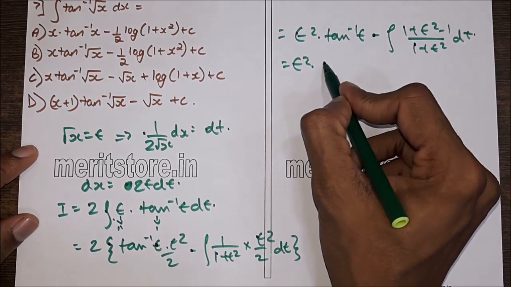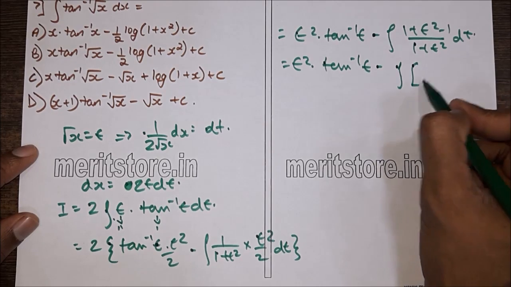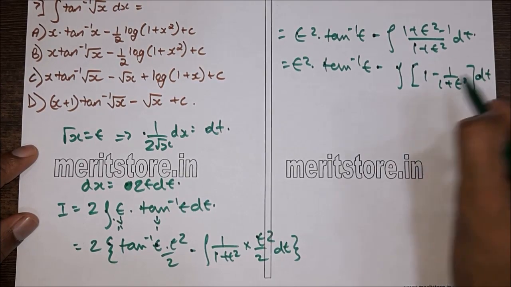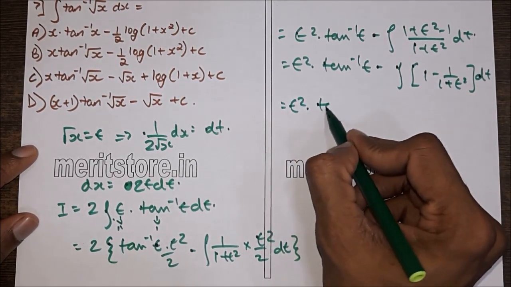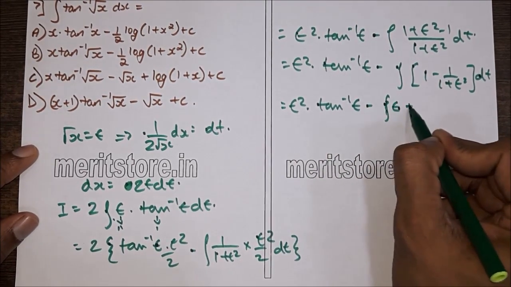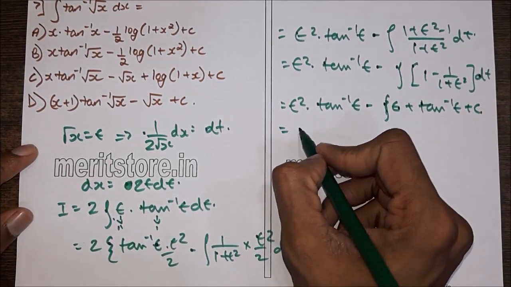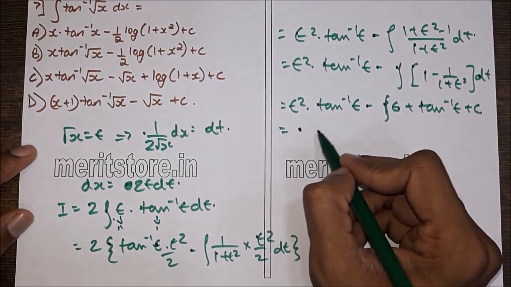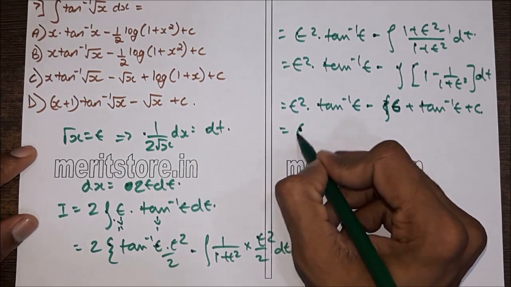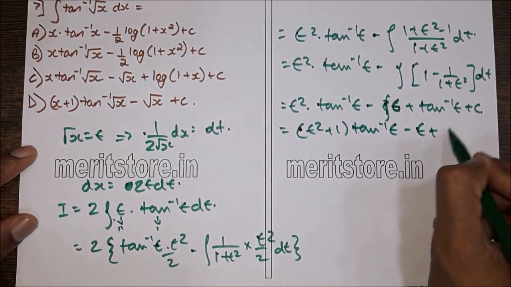We take t square into tan inverse t minus integral 1 minus 1 upon 1 plus t square dt. For the solving, we get t square into tan inverse t minus t plus tan inverse t plus c. We can write this as, we take tan inverse as common. We get t square plus 1 tan inverse t minus t plus c.